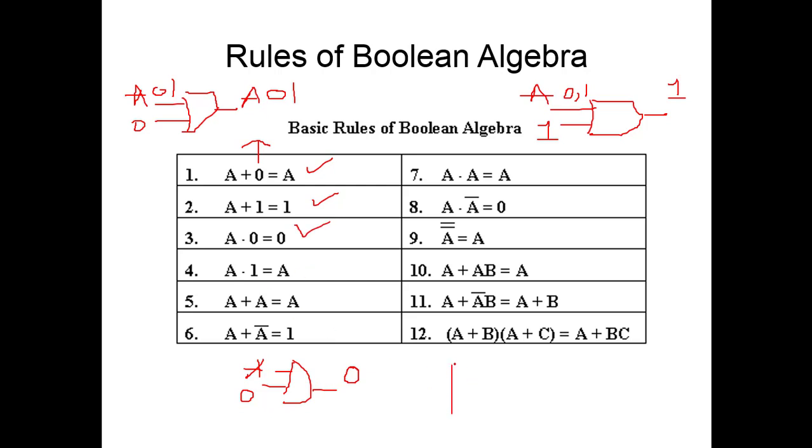The fourth postulate states that if we have an AND gate and we fix one of its inputs to binary 1 and the other input is connected to variable a, then the output is equal to a. So if a is 0, then 1 into 0 is equal to 0, and if a is equal to 1, then 1 into 1 is equal to 1. It means that the output depends on the input variable, and 1 is known as the multiplicative identity.